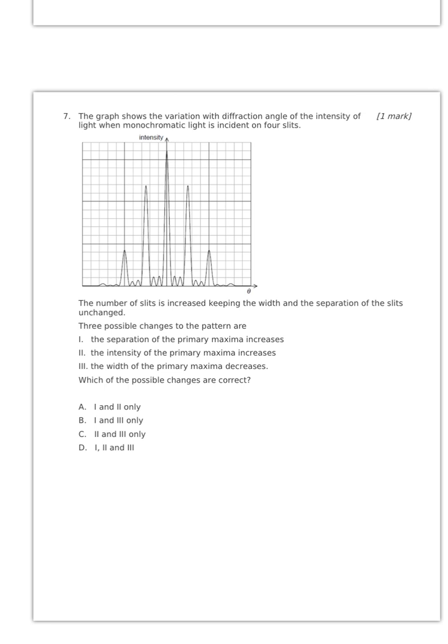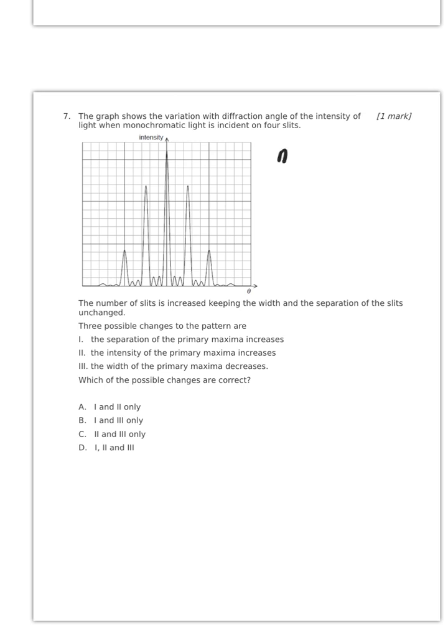Graph shows variation with diffraction angle of the intensity of light when monochromatic light is incident on 4 slits. So we have a 4-slit, multi-slit interference pattern here. The number of slits has increased, keeping the width and separation of these slits unchanged. Right, so this question, I can write down the formula.